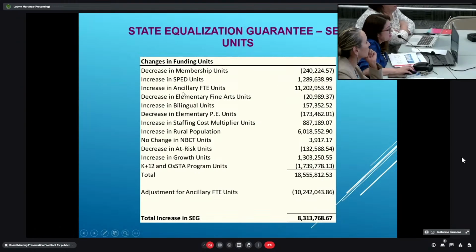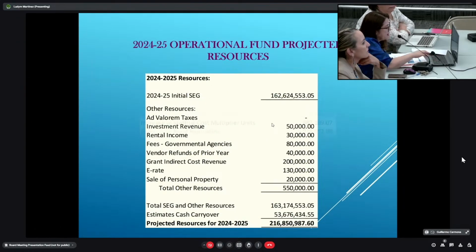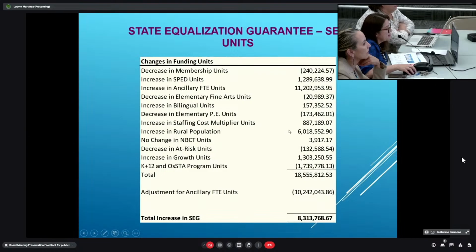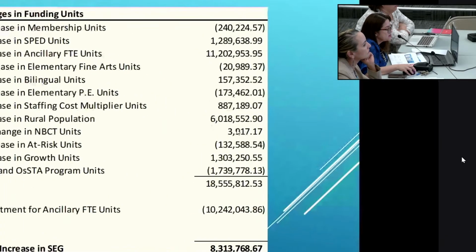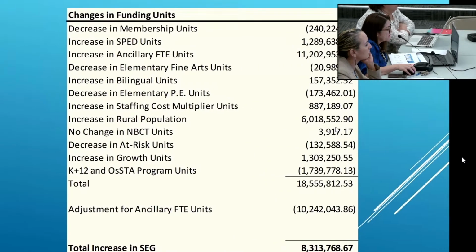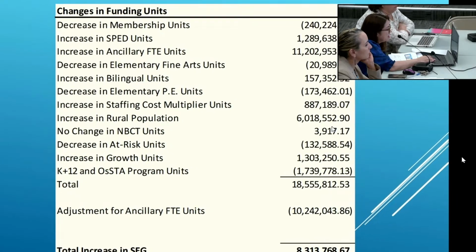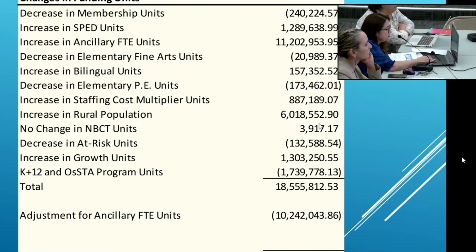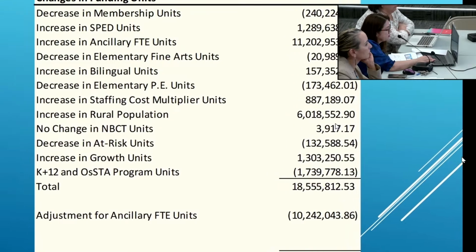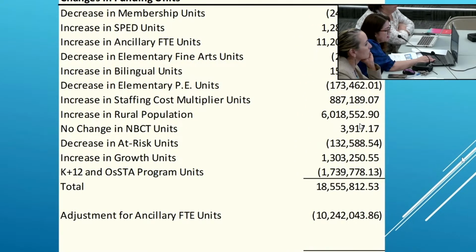Here you have an increase in ancillary units. This is a number that I believe is overstated by $10.2 million. And then we have elementary, bilingual, PE, the cost multiplier. One of the other increases is this rural population. This is something that we did not get last year. So that really helped our SEG. And then a decrease in at-risk units, and so it's a total increase in SEG of 8.3. So that's what we're going to budget.